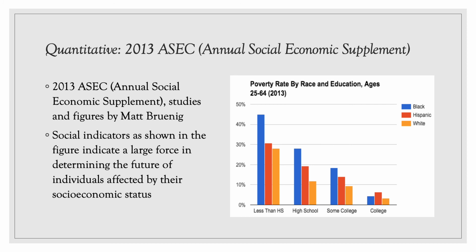And we see that here in the chart that African Americans make up 45% of people with less than a high school education. Just looking at numbers like that, we can definitely see that minorities are definitely affected the most by their socioeconomic factors.